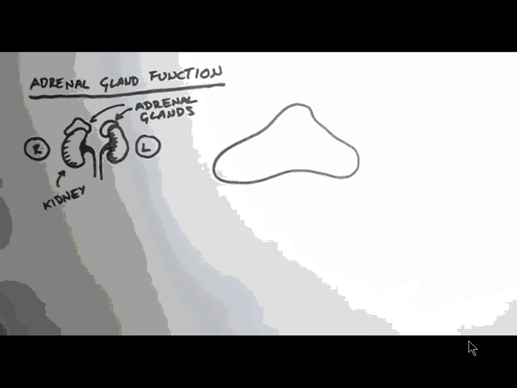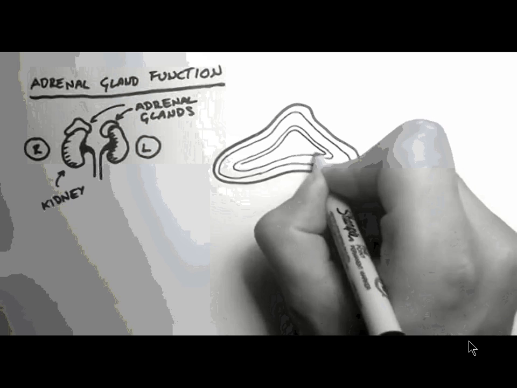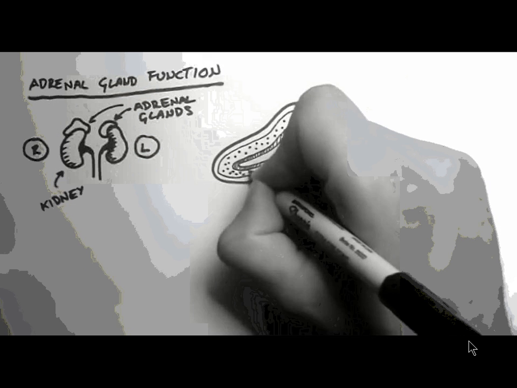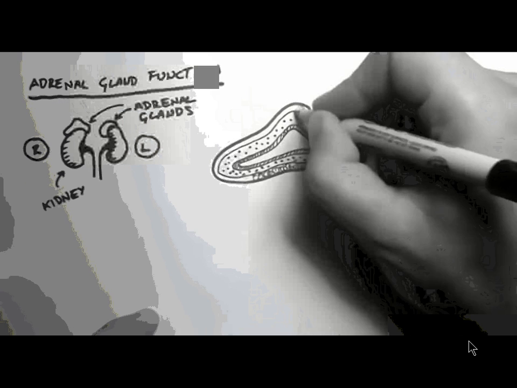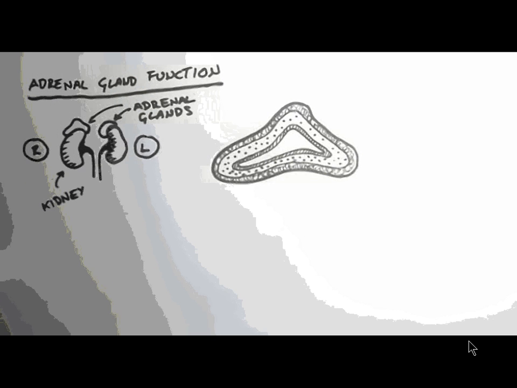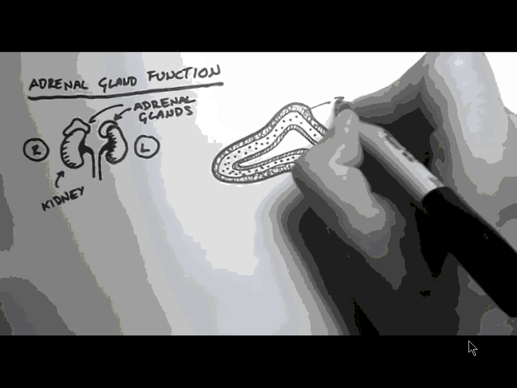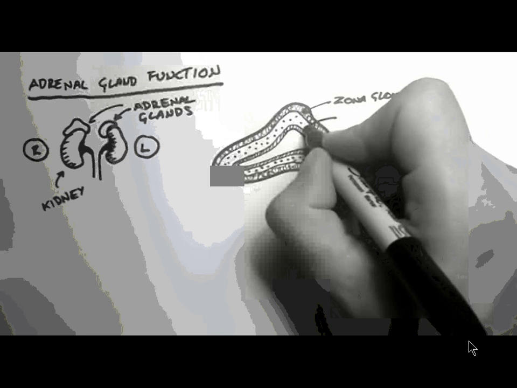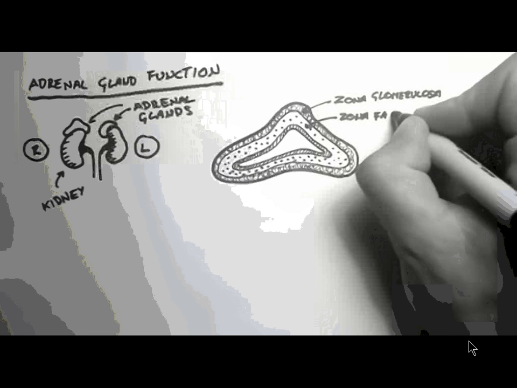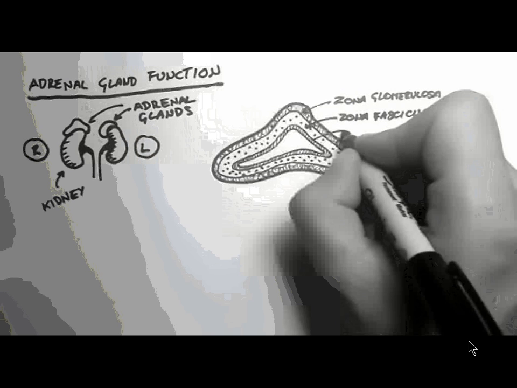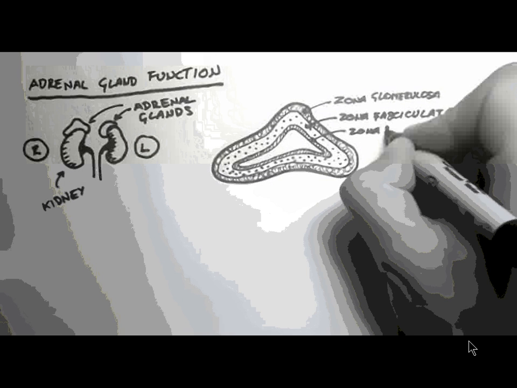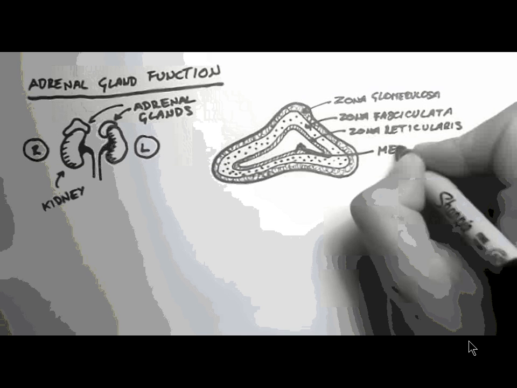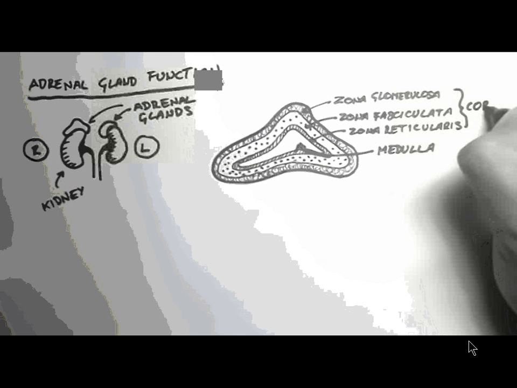Now let's have a look at the structure of an adrenal gland. The adrenal gland is made up of 3 layers of cortex, and then an inner medullary layer. The most outer layer is the zona glomerulosa. The next is the zona fasciculata. The third layer is the zona reticularis. And then the adrenal medulla is situated in it. These 3 layers make up the adrenal cortex.